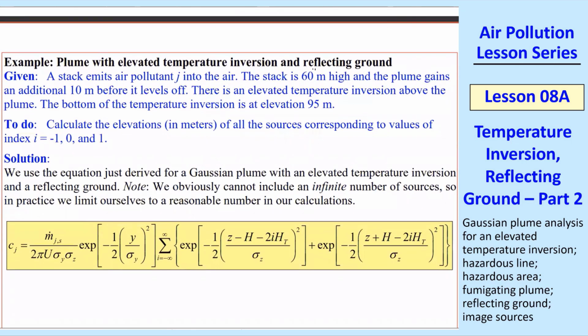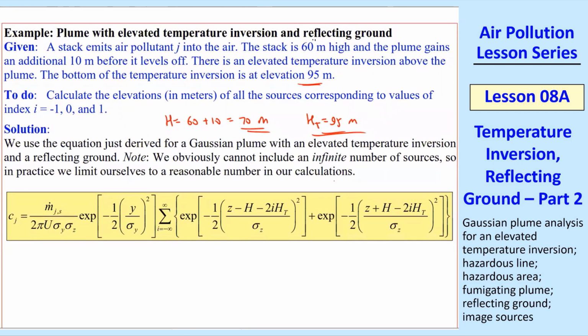So let's suppose we have a stack that's 60 meters high. The plume gains an additional 10 meters. So we know that H is equal to 60 plus 10, equal to 70 meters. And then it says there's an elevated temperature inversion above the plume, and the temperature inversion is at 95. So HT is 95 meters. So we have those values.